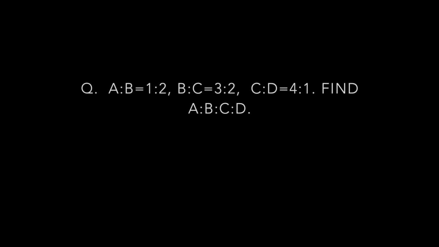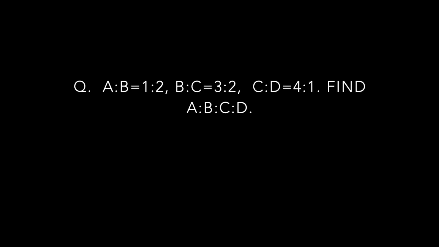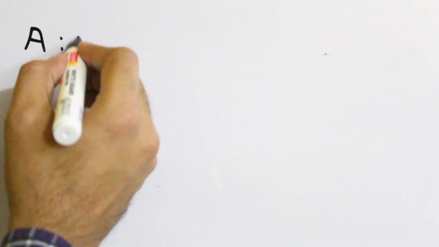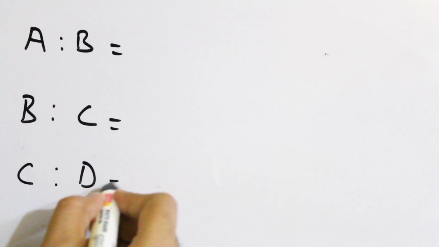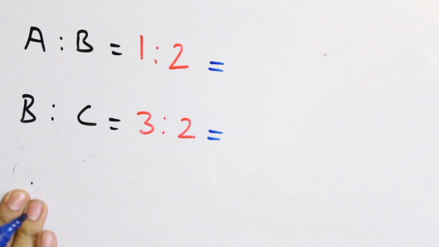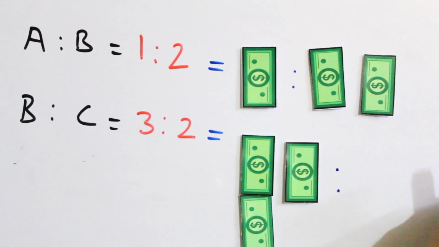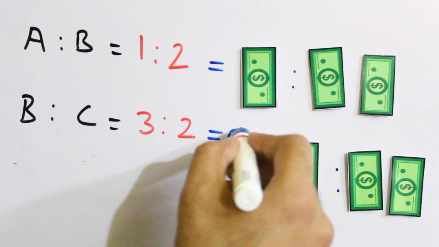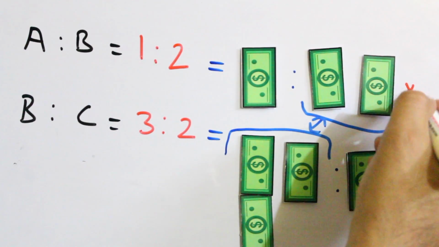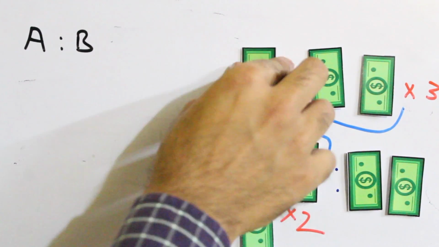Third question, A is to B is equal to 1:2, B is to C is equal to 3:2, C is to D is equal to 4:1. Find A is to B is to C is to D. Let's start by finding A is to B is to C. To find A is to B is to C, we need to merge A is to B and B is to C, and to merge them, B in both the cases should be the same. And as we read, if we multiply the antecedent and consequent by the same number, the ratio remains the same. So in this case, we'll multiply A is to B by 3 and B is to C by 2.